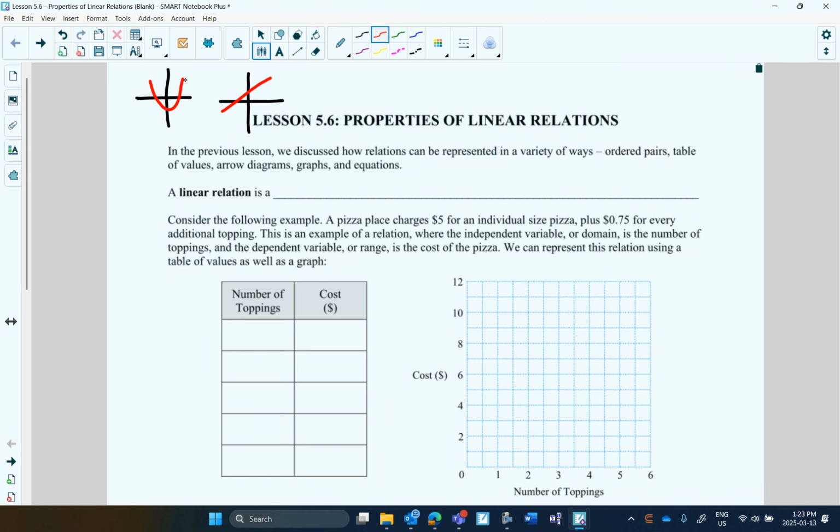Which one of these two graphs would you think is a linear relation? Linear. Why? Yeah, because it forms a line. That's the whole meaning of linear, it means it forms a line. This we would call a nonlinear relation because it has a curve.